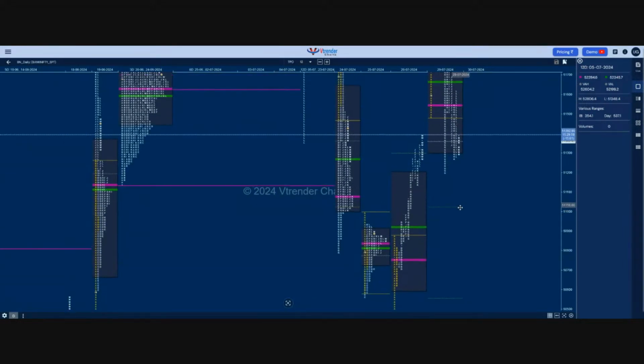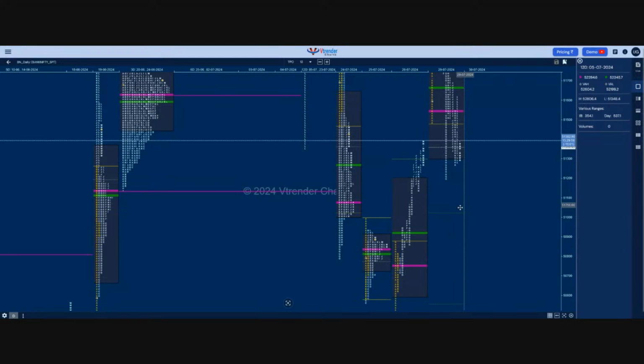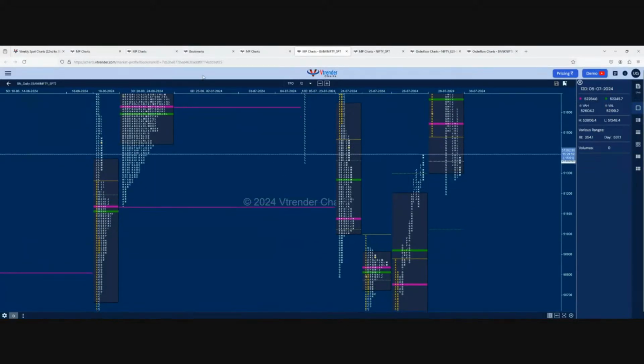So this is how we are placed in spot in Bank Nifty, and it is set up for a good monthly expiry in both. And we will need to see after the neutral day today how the auction plays out tomorrow.